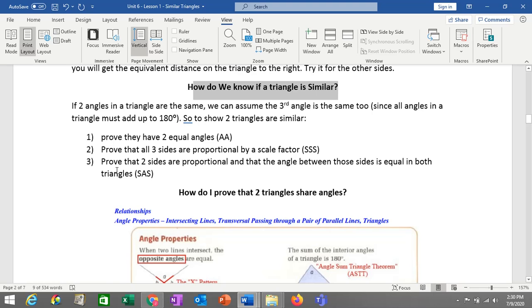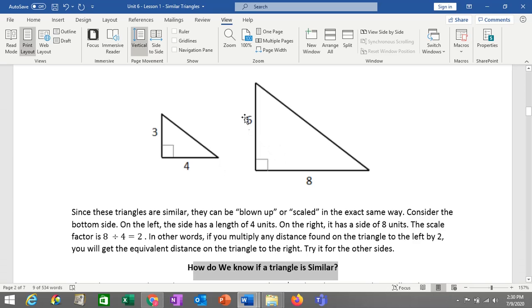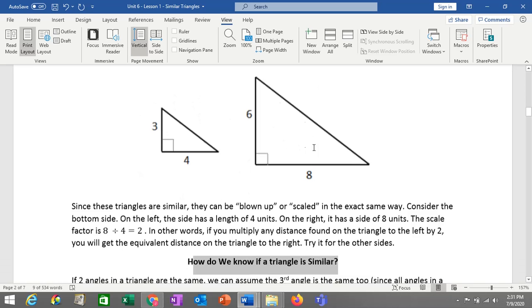Finally, I could do a combination of these methods if I can show that 2 sides have this scale factor property. So for example, 6 divided by 3 is 2, 8 divided by 4 is 2. If I can show that this angle between those 2 sides and this angle between the corresponding sides on the other triangle are the same, and those 2 sides scale up in the same way, that also proves that the triangles are similar.